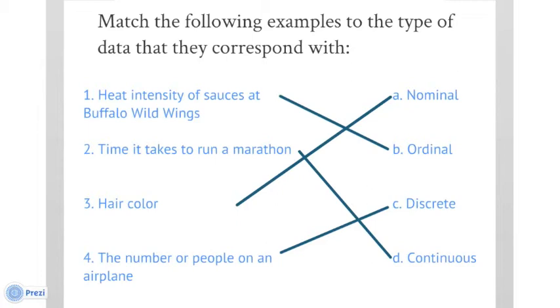The last example of the number of people on an airplane is an example of discrete data. This data can only contain whole numbers. This is also classified under quantitative data. These are the 4 types of data that you will come across. As we explore mean, median, and mode in the next video, we will further explore these types of data.